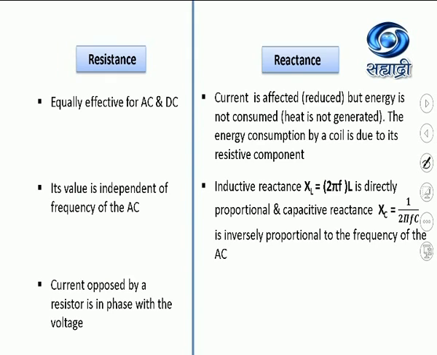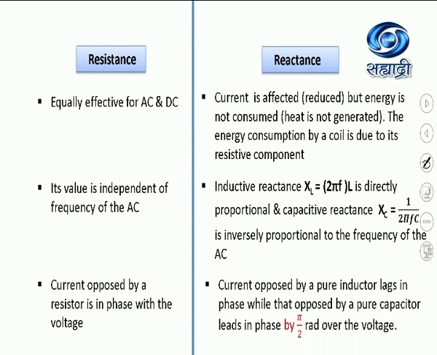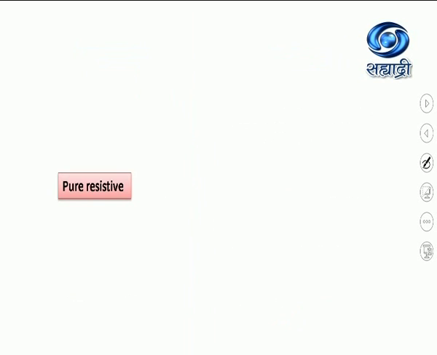For resistance, current opposed by resistor is in phase with the voltage. That we have studied in application of AC to pure resistive circuit. But in case of reactance, current opposed by a pure inductor lags in phase, while that opposed by a pure capacitor leads in phase by pi by 2 radians over the voltage.